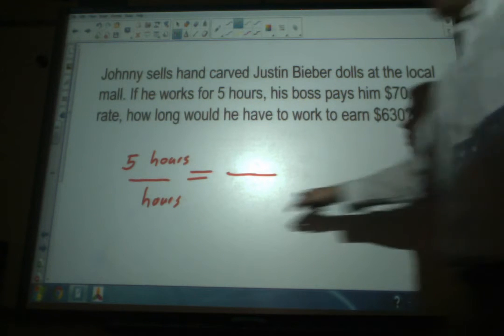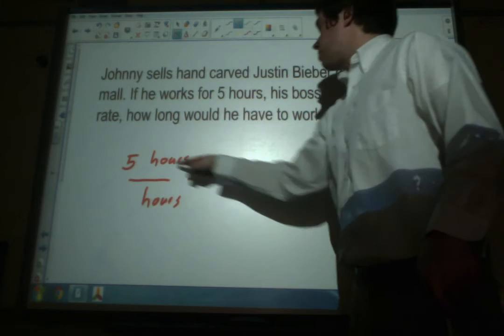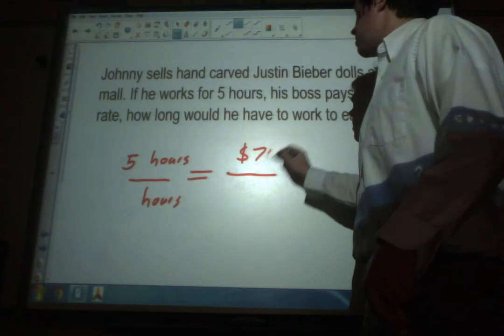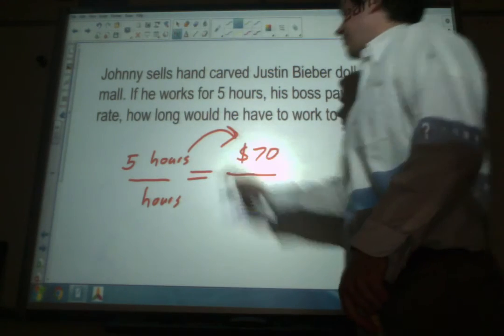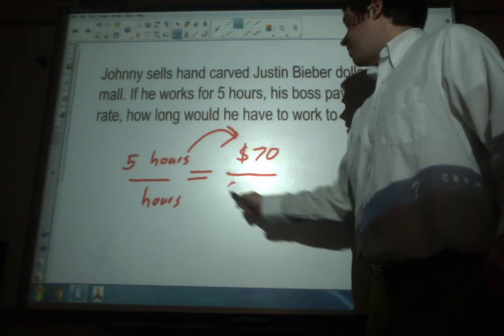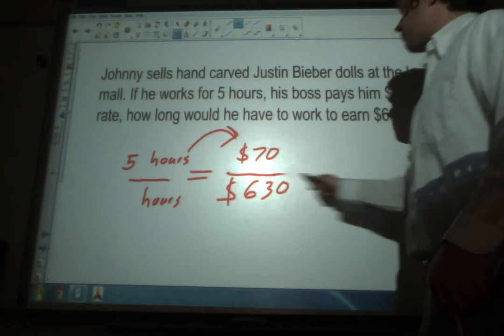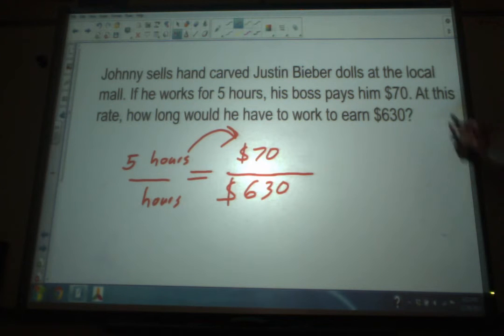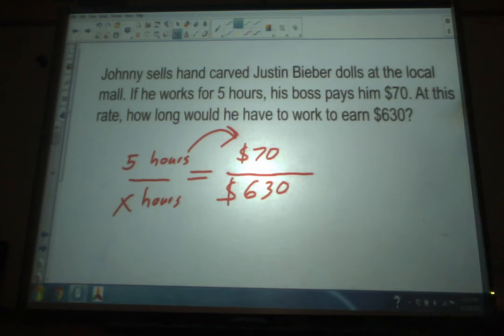Well, here's another number for us. But it's not hours, it's dollars. So it doesn't go here. 5 hours means $70. That one goes here, and it's got to go across from the 5 hours, because the 5 hours leads to the $70. At this rate, how long would he have to work to earn $630? Well, there's another number for us, and once again, it's not hours, it's dollars. So it must be the number that goes here, 630. And we're trying to figure out how long, so how many hours. So the one thing we don't know is how many hours, so we're going to call that x.